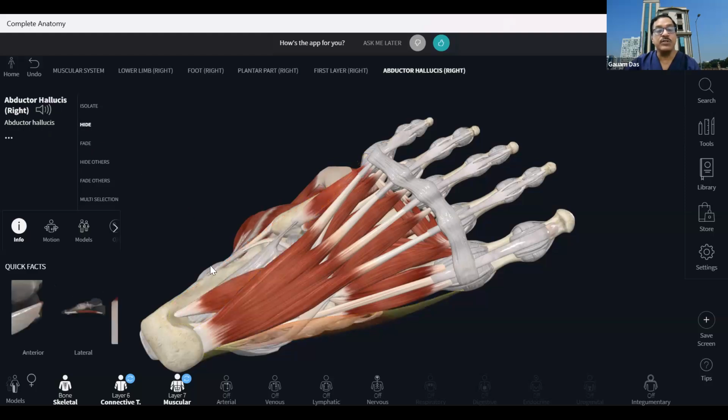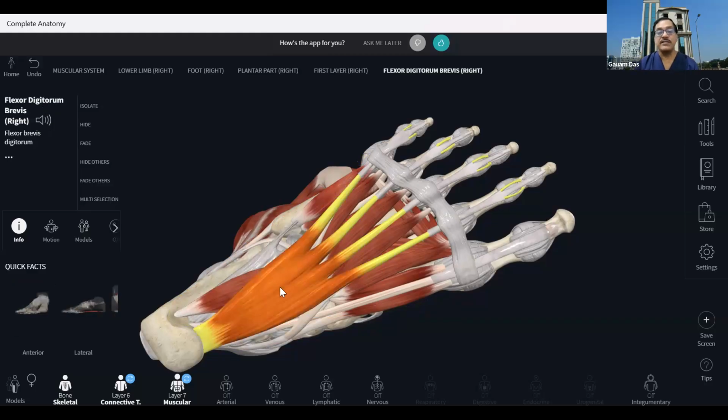And in between these two abductors, this muscle is your flexor digitorum brevis. It is attached to the four toes, not the great toe, because the great toe has a different flexor. Not digitorum, flexor hallucis brevis. This is your flexor hallucis brevis. Only four slips are there; the fifth one is not there.